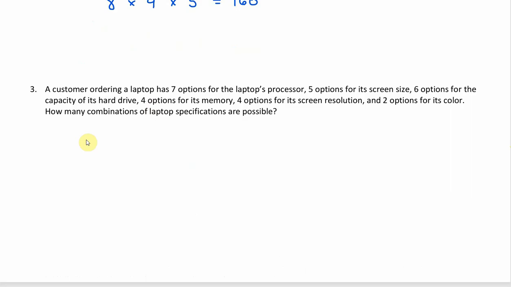Well, you multiply all those numbers of options together, right? Because it's like we have a set of possible processors where you have to pick one. You have a set of possible screen sizes where you have to pick one, right? So it's going to be 7 times 5 times 6 times 4 and so forth. So it looks like we'd have 7 times 5 times 6 times 4 for the memory, and then another 4 for the screen resolution, and then 2 for color. If you multiply this all the way out, it's 6,720. And that's what you get for the number of possible combinations of specifications there.